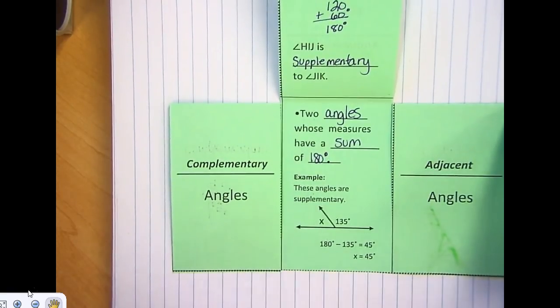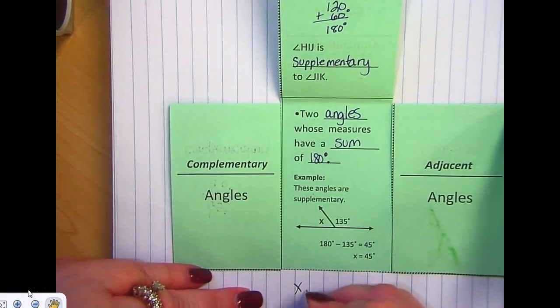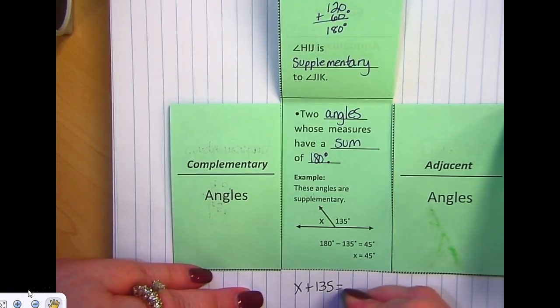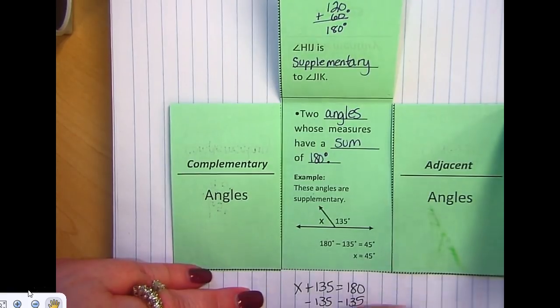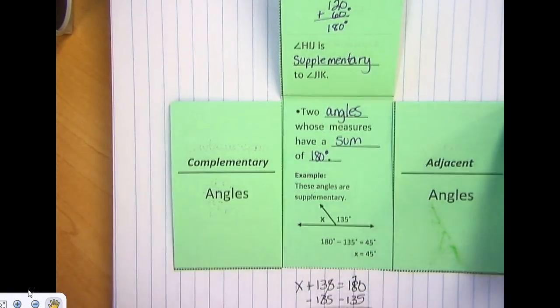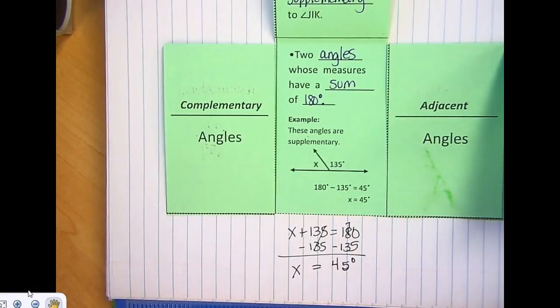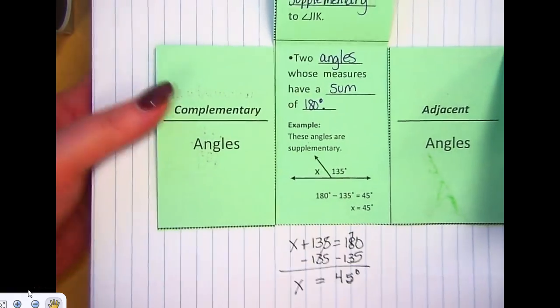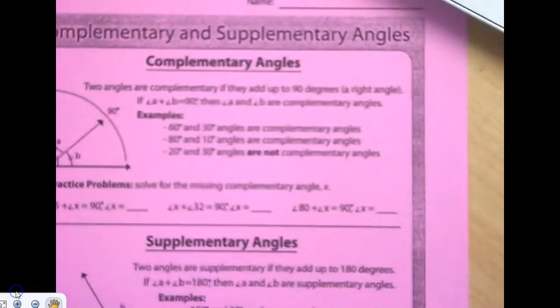So the example, these angles are supplementary, x and 135. You could say x plus 135 have to equal 180. Subtract 135 from both sides, and you're left with x equals 45 degrees. So get this math down here, and then we will look at the next page of practice problems.